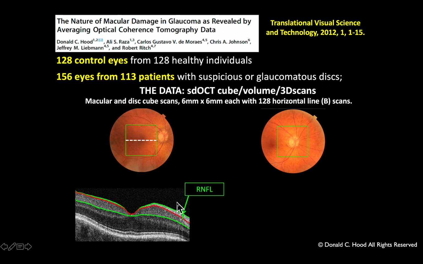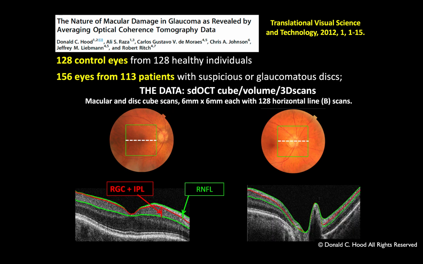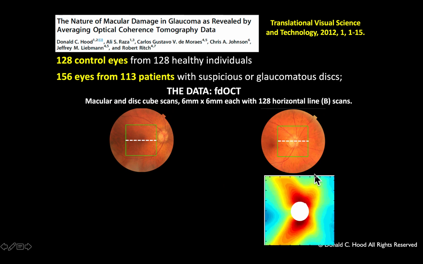And on this, you can see the retinal nerve fiber layer, and you can see retinal ganglion cell plus inner plexiform layer. And whenever I say retinal ganglion cell layer in this lecture, I'm actually going to mean retinal ganglion cell plus inner plexiform layer. And same here. From this, we're going to get retinal nerve fiber layer. All right, here's a pseudo color plot where dark red is very thick and blue is very thin.